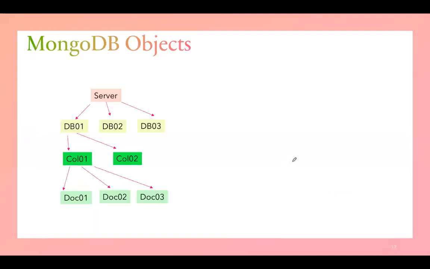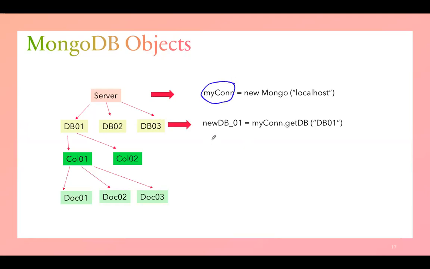Okay, once again, let me recap this whole thing. This tree is very important. You have the server, underneath the server a bunch of databases. Under each database, you have a bunch of collections. Under each collection, you have a bunch of documents. In order for me to get to the server, what do I do? This is the connection to the server. Okay, what is the next thing? You want to get, this is what?